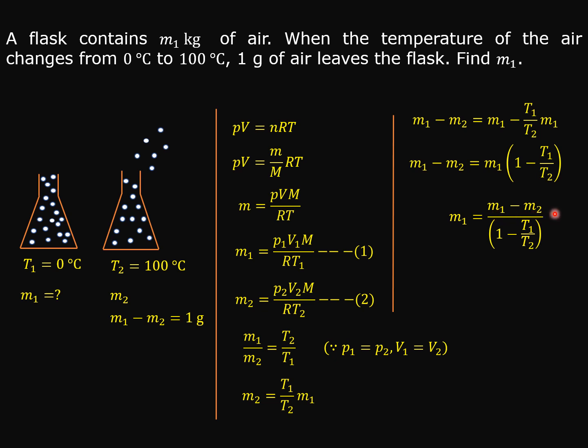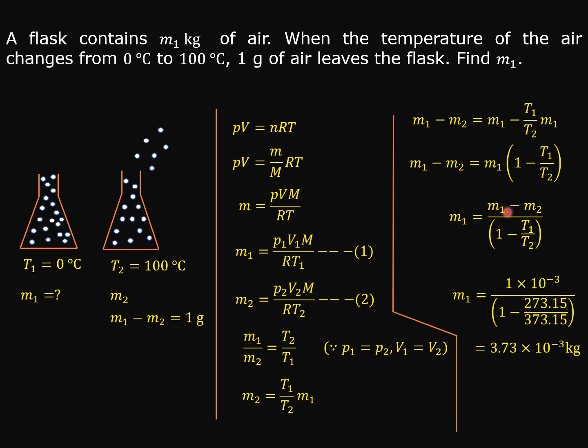We get M1 equals M1 minus M2 divided by 1 minus T1 over T2. We don't touch this M1 minus M2. We treat it as one single term, because later we can substitute M1 minus M2 as 1 gram to get the value of M1. That's why we don't group this M1 and this M1 together. We treat M1 minus M2 as a single term, which is equal to 1 gram.